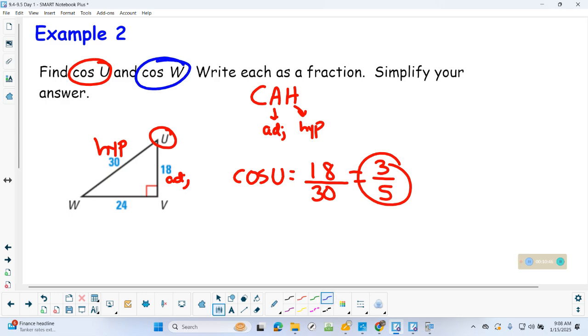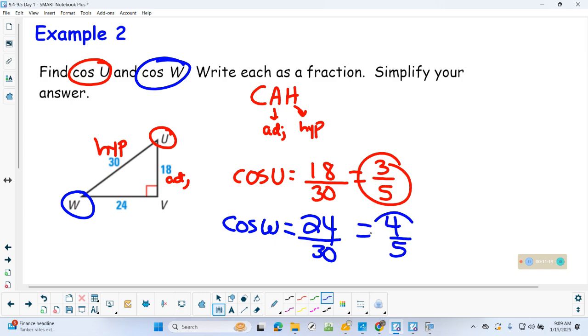Okay, let's do cos of W. We got it. Hypotenuse is still the same. I'm just going to cheat and fill that in. Make that easy. Okay, W. Which side is adjacent next to W? Is it the 18 or the 24? 24 is next to it. Got it. Reduce it for me. What's 24 over 30? 4 over 5. And we're done. I love this stuff. I could do it all day.